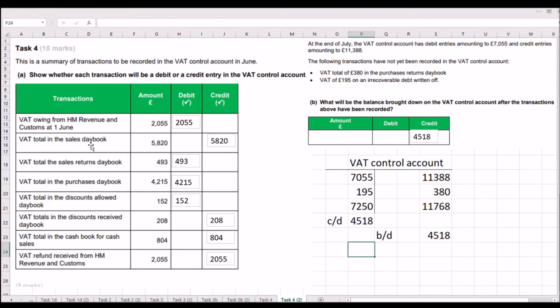Total in the sales day book in here, so it would be debit trade receivables control account, credit sales, credit VAT, the amount owing to HMRC on the sales, so that's a credit there.